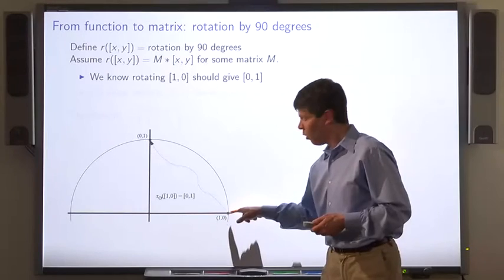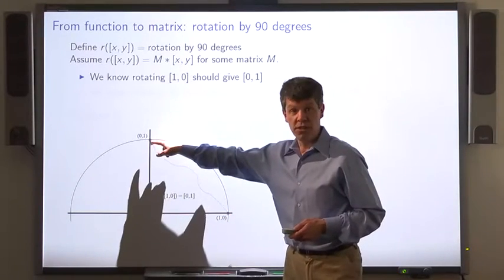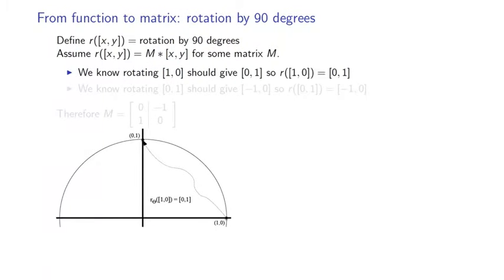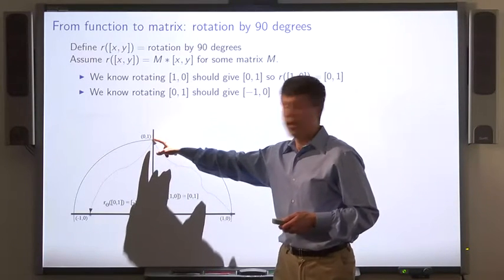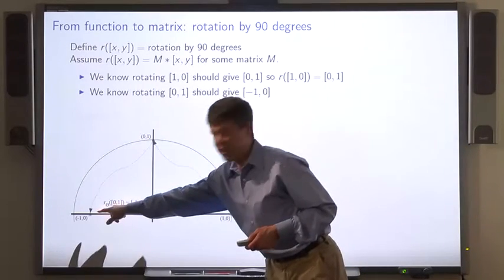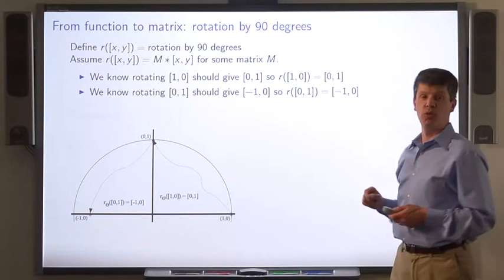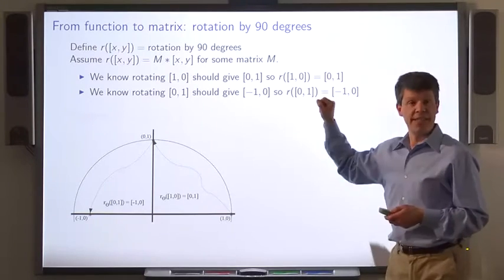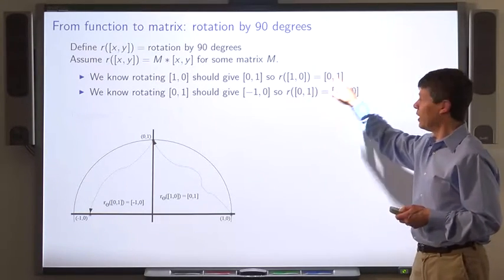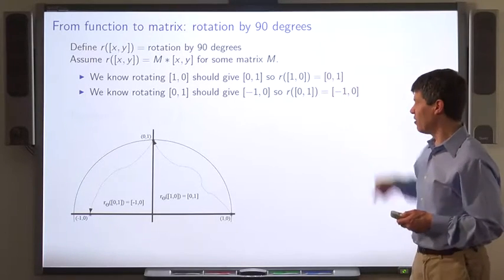Now we know that rotating the standard generator 1, 0 by 90 degrees gives us 0, 1. So the function should map the first standard generator 1, 0 to 0, 1. And we know that rotating the second standard generator 0, 1 by 90 degrees should give us minus 1, 0. So the function should map 0, 1 to minus 1, 0. Since the first standard generator maps to 0, 1 and the second maps to minus 1, 0, we build the matrix by making these its columns.